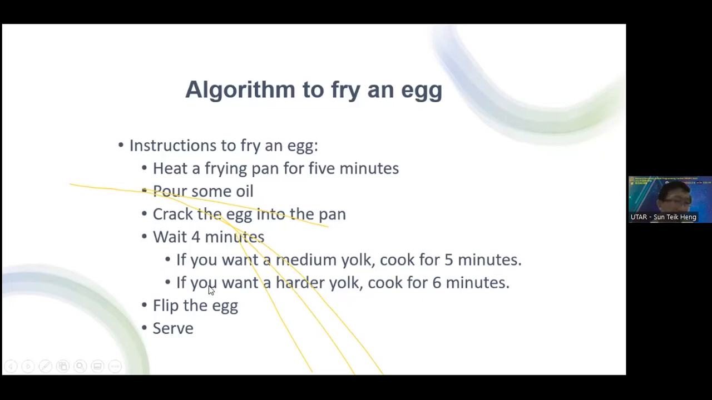So you have to make a decision. All right. Then only it will proceed. Then only you can know what you want to do, right? Based on your decision. And then the next step will be to flip the egg. And finally, the final step, you can then serve the egg to your customers. Okay. So this is the algorithm to fry an egg.